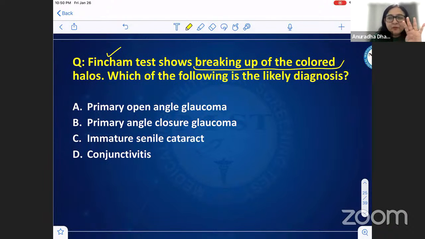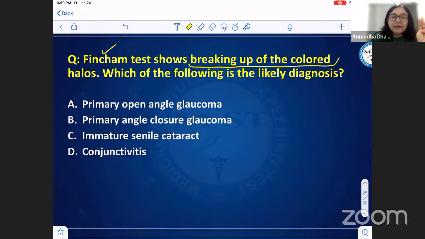So we know the three differential diagnoses of colored halos. Okay, so what are those? The attack of acute angle closure glaucoma, immature senile cataract, and purulent or mucopurulent conjunctivitis. So these are the three conditions where we see colored halos. Now, which is the type which will show breaking up of the colored halos? Out of this, that is seen in immature senile cataract.